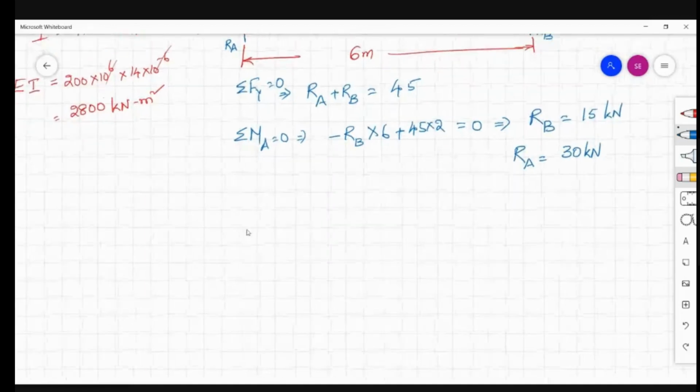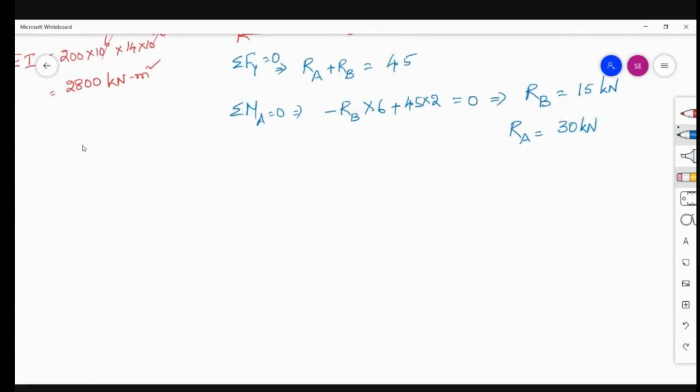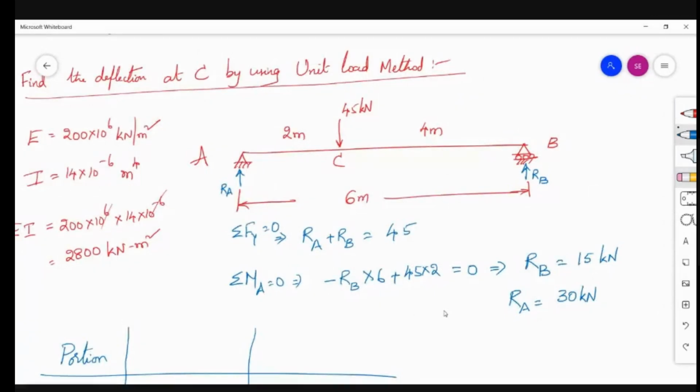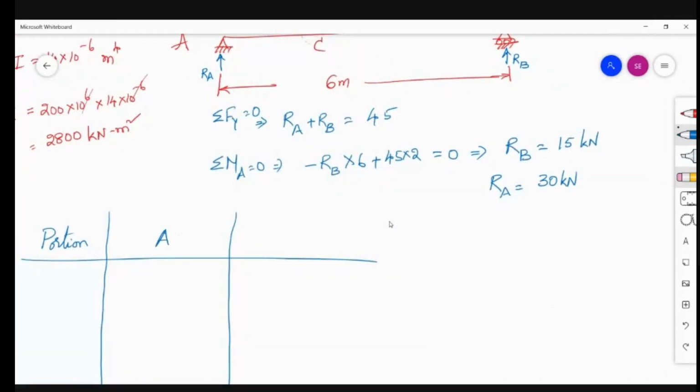Now prepare a table. The first column is portion. Why am I doing this? Just listen here. How many portions are there in the entire given beam? There is a change in the loading system, that's why you have to consider it as two portions. A to C is one portion, and C to B is another portion. So AC is the first portion and CB is the second portion.